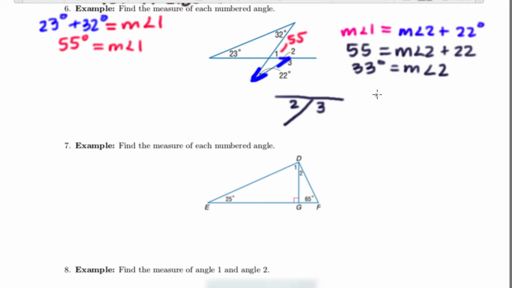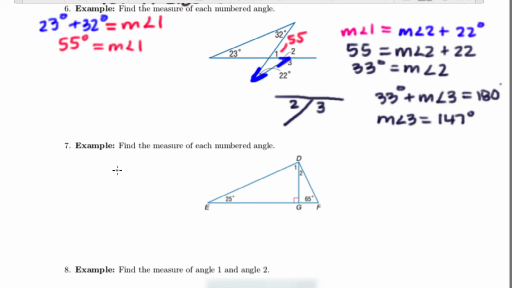So now I can say that the 33 degrees added to the measurement of angle 3 has to equal 180. And then subtract the 33 from both sides, and we get the measurement of angle 3 is equal to 147. So now we have 147 degrees for angle 3.